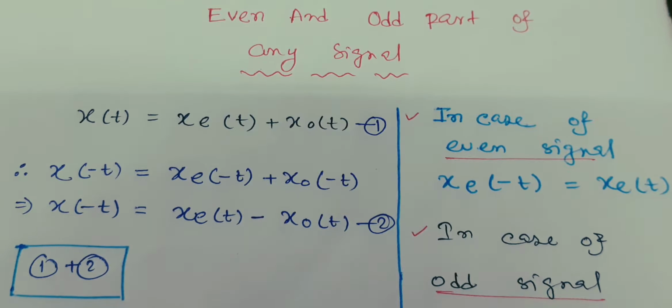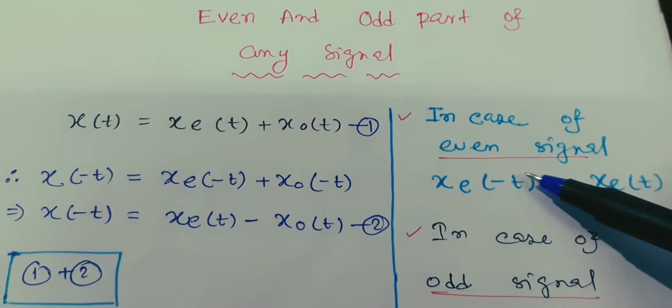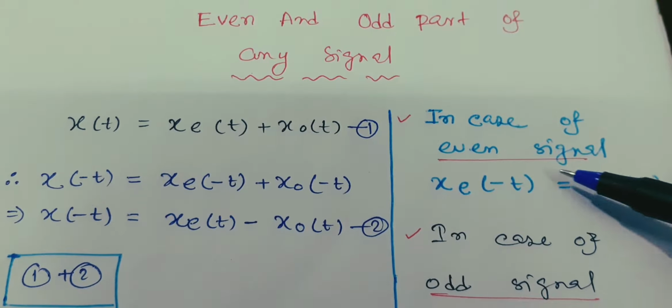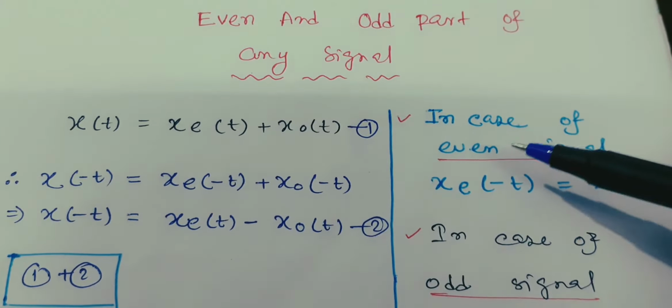So today we are going to learn how to plot even and odd part of any signal in Matlab. First of all, we should know what is called even signal and what is called odd signal. Here we can see that if x of minus t is x of t, then the signal is called even signal. Here x e of minus t equal to x e of t, both is same.